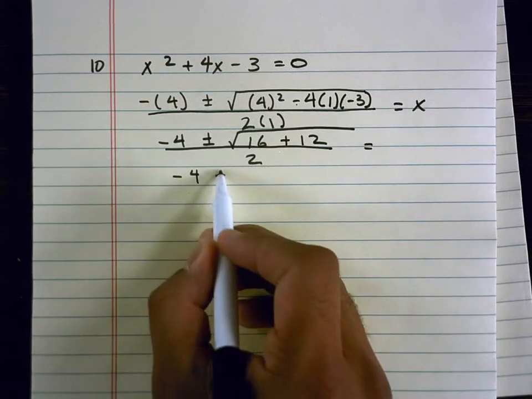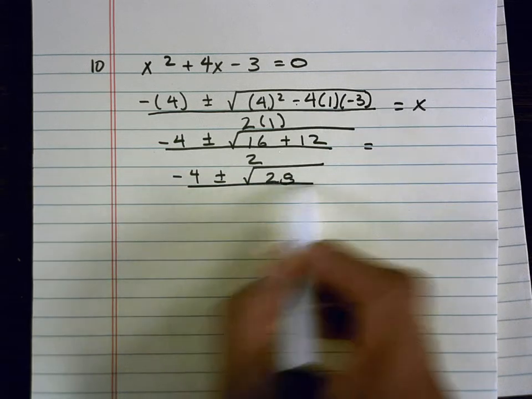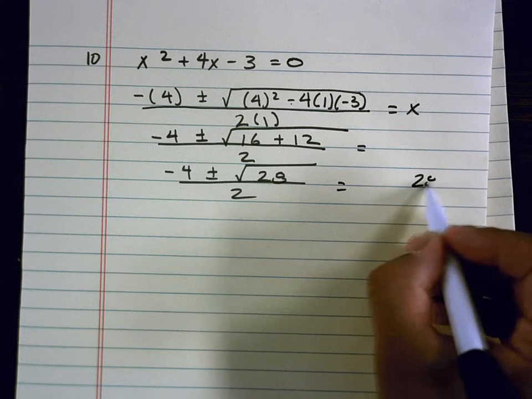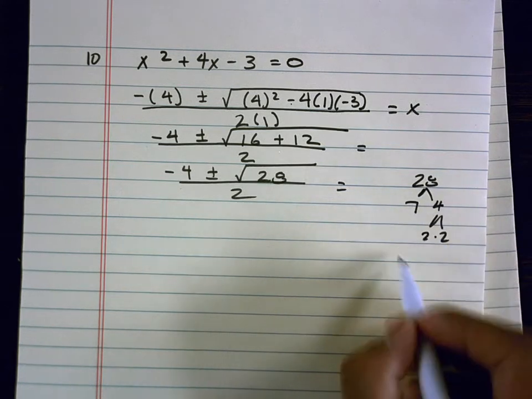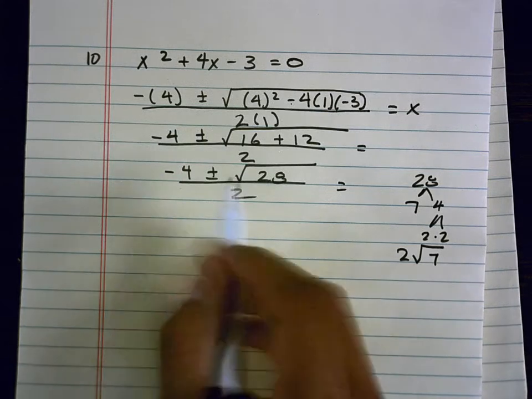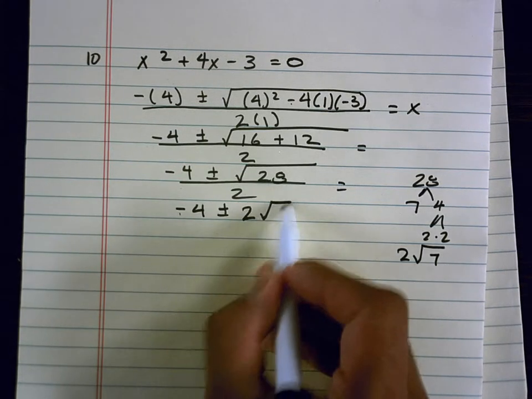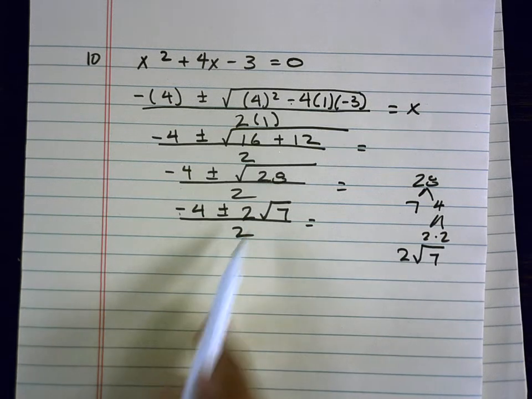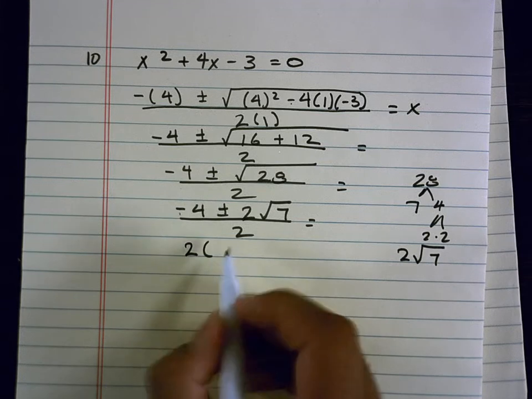Negative 4 plus or minus the square root of 28 all over 2. 28 over here, I can break that up into 4 and 7. So it's going to be 2 root 7. So I get negative 4 plus or minus 2 root 7 all over 2. Remember, I cannot cross those 2's off. I have to factor GCF out of the top. So I'm going to get a 2 out.